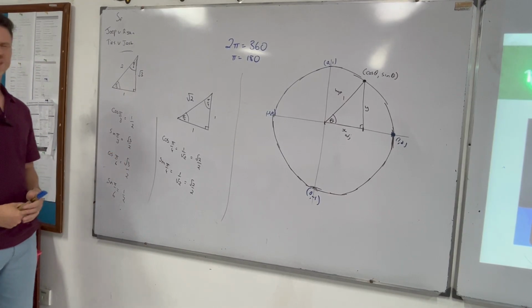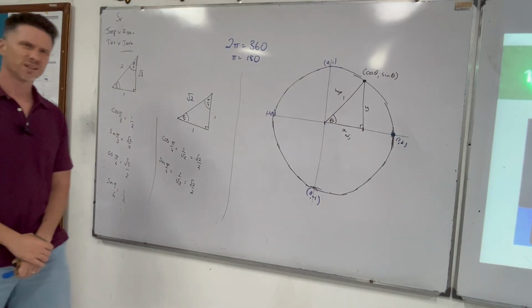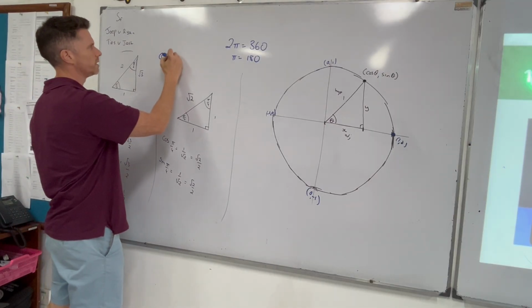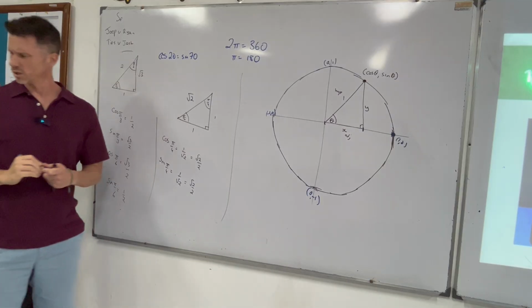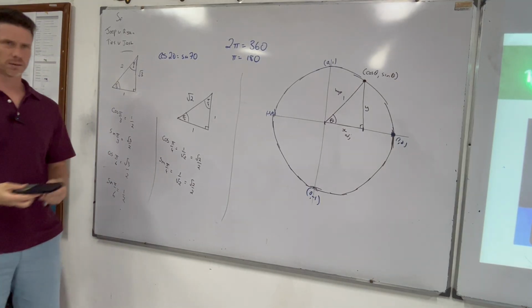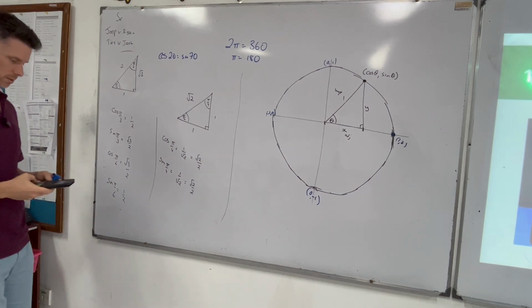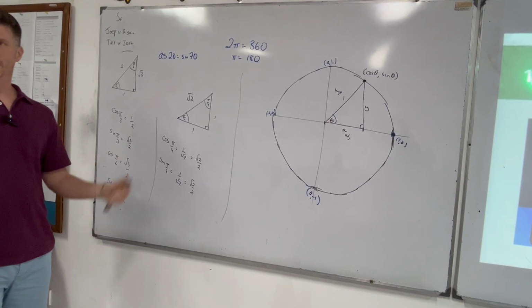Does that work for all angles? Is cosine 20 equal to sine 70? There's only one way we can find that out: type it into your calculator. Is cosine 20 the same as sine 70? It is the same. Look at that.